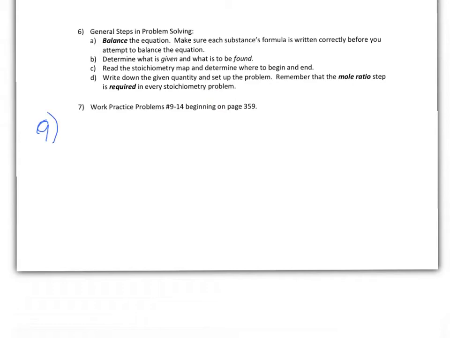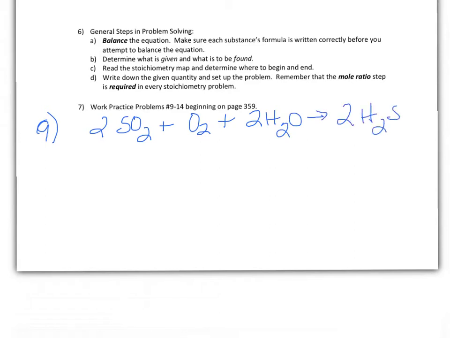Now, the first thing we want to note is what is the equation? And so here is the equation written from your book. It's 2SO2 plus O2 plus 2H2O yields 2H2SO4. So we have our balanced equation. And you would assume that if they've given it to you in the book, it's balanced. But you could always check to make sure.